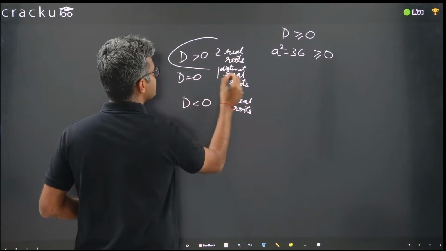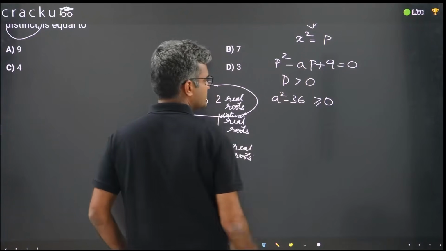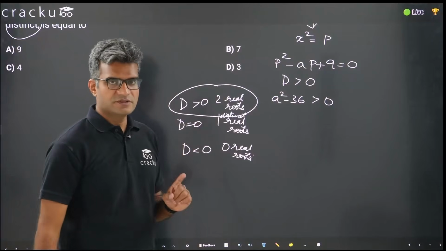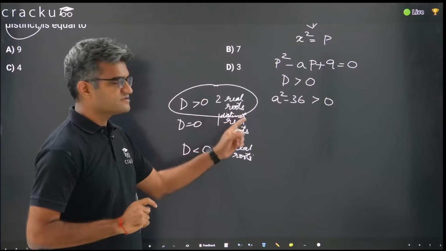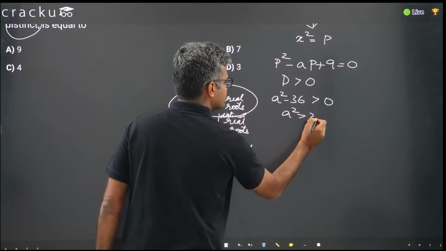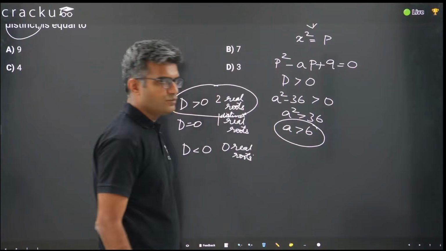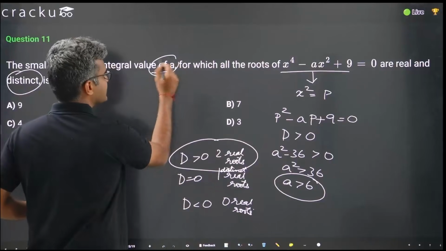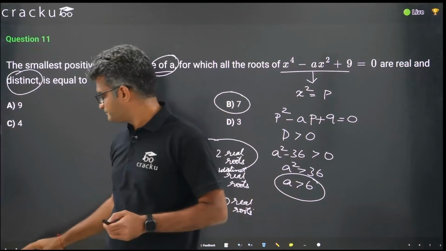So here we want this particular case to happen. So d being greater than or equal to 0 will not suffice. D has to be strictly greater than 0. Because if d is equal to 0, the roots will be real, but they won't be distinct. They will be equal to each other. So a square has to be greater than 36, or a has to be greater than 6, because we are only looking for positive integral values of a. So the smallest value that a can take will be equal to option B, which is 7.